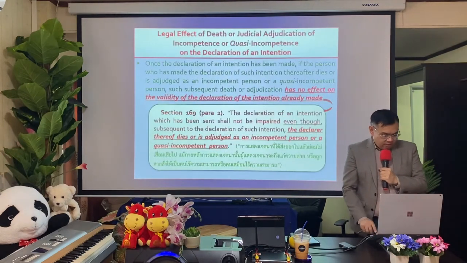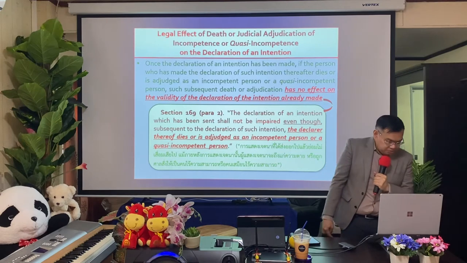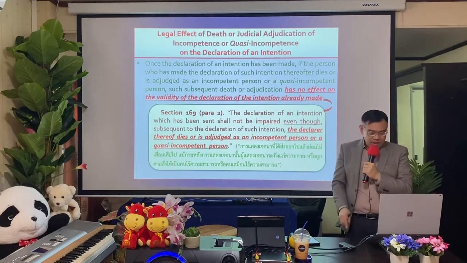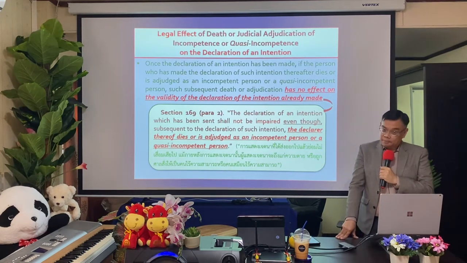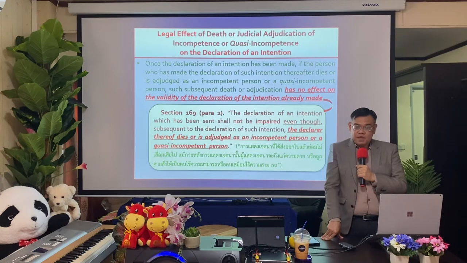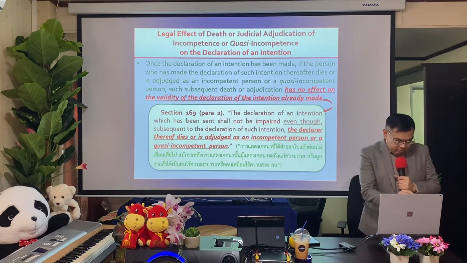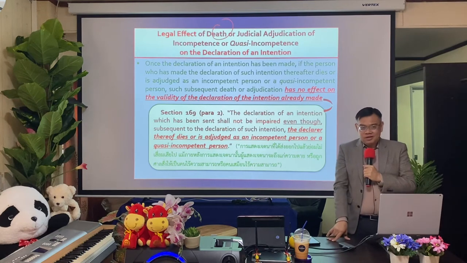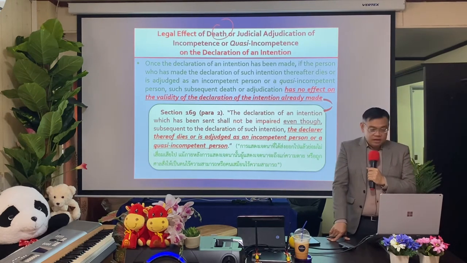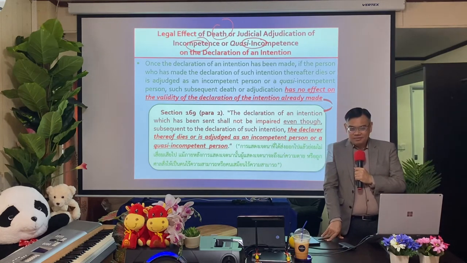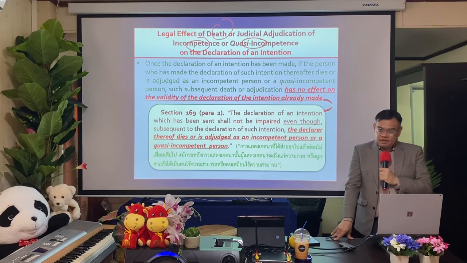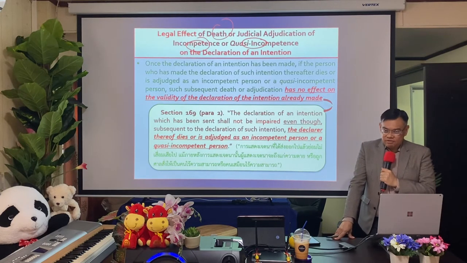Okay, so fine. Now, what we are going to talk about next is this. Once an intention has been declared by a party, what happens when the person who has made the declaration of the intention dies, or that person does not die, but he is adjudged by the court as an incompetent person or a quasi-incompetent person?